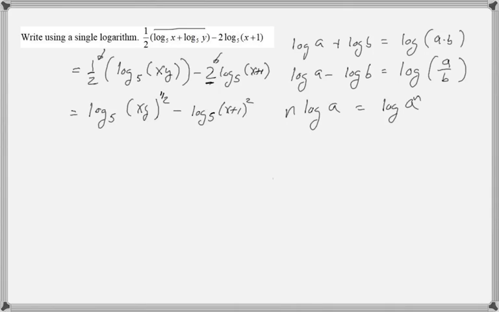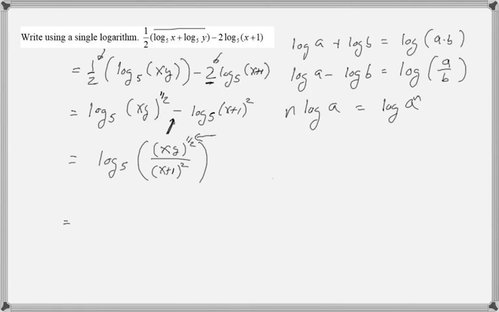Finally, I have a difference, a subtraction. So it's a difference of two different logs. And this will end up being the log, same base, of a quotient. Guy with a positive coefficient goes in the numerator, xy to the 1/2. And the guy with the negative coefficient goes to the denominator. It divides the argument.